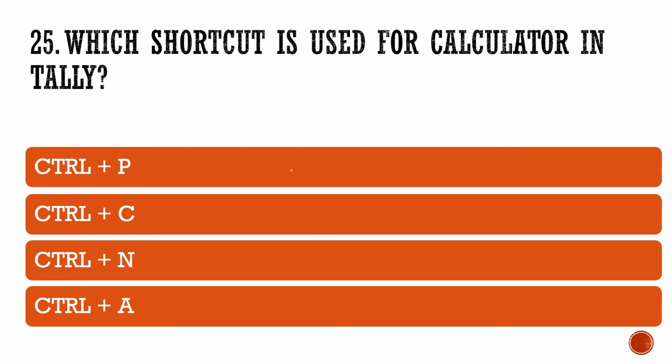And for calculator, what will I use? Calculator means calculation of numbers. So you have to remember N. So control plus N will be my shortcut key for using calculator in Tally. Are you clear? Calculator means calculation of numbers. So this N I will be using, and Control plus N is my shortcut key for using calculator in Tally.